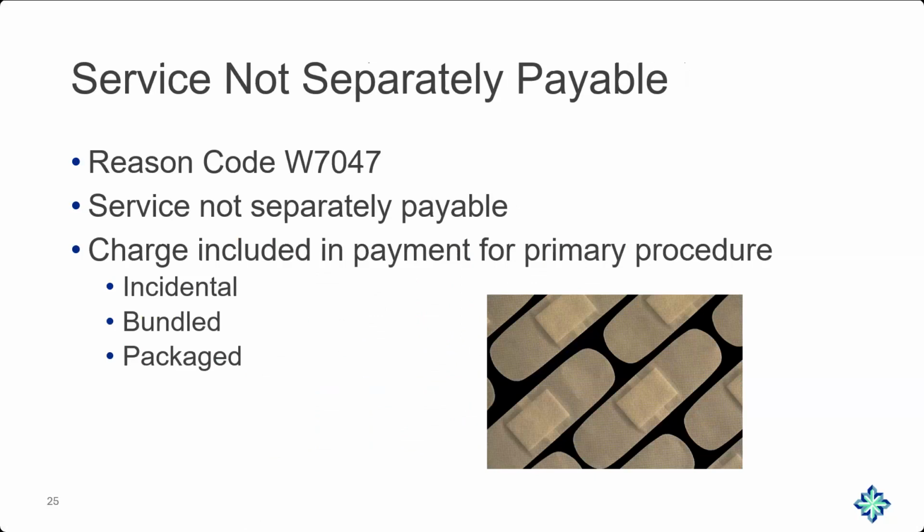Next, we saw a high number of claims where a service was not separately payable. Now, the reason code W7047 and its description is shown here. This is one of those situations where even though the claim or line is unpaid, it might not be an error. I'll let you know what I mean by that in just a second here.